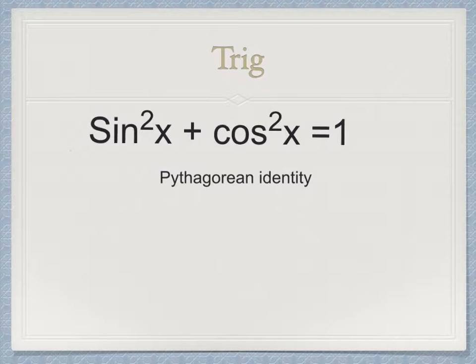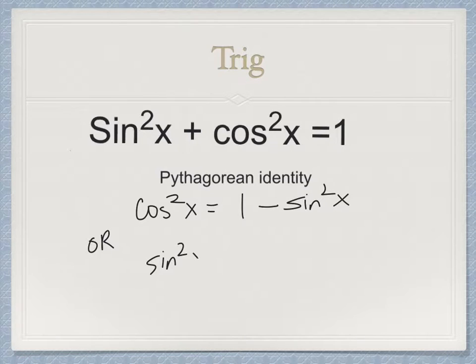This is a very basic Pythagorean identity. Sine squared plus cos squared equals 1. Naturally, it can be rearranged. So for instance, cos squared x would equal 1 minus sine squared x. Or sine squared x is equal to 1 minus cos squared x. So again, when we see these things, we might be able to replace them.